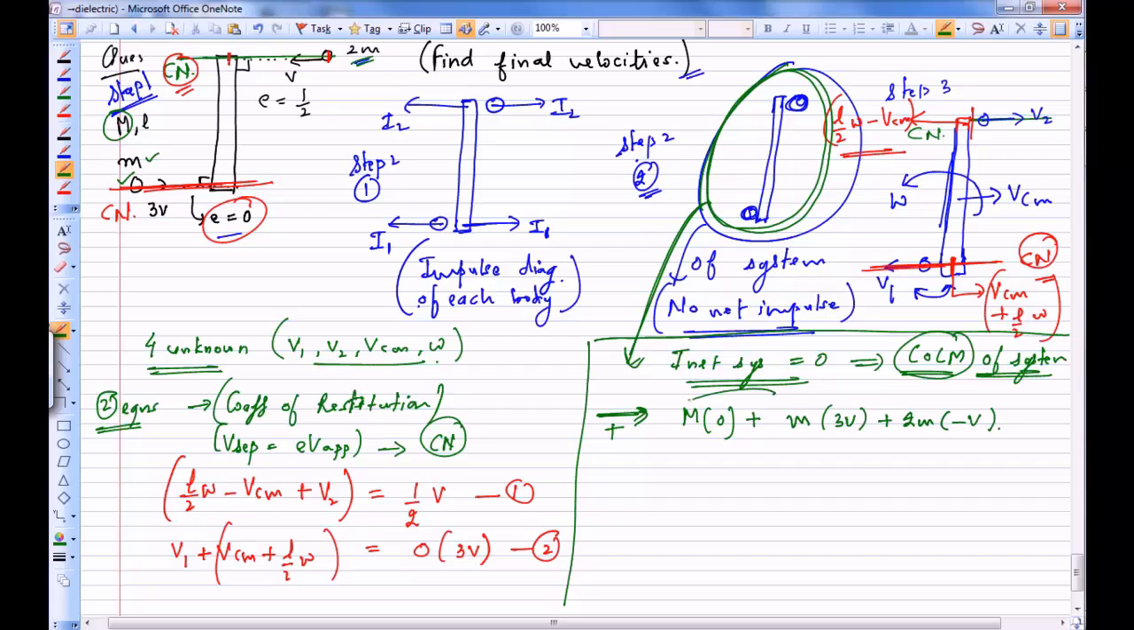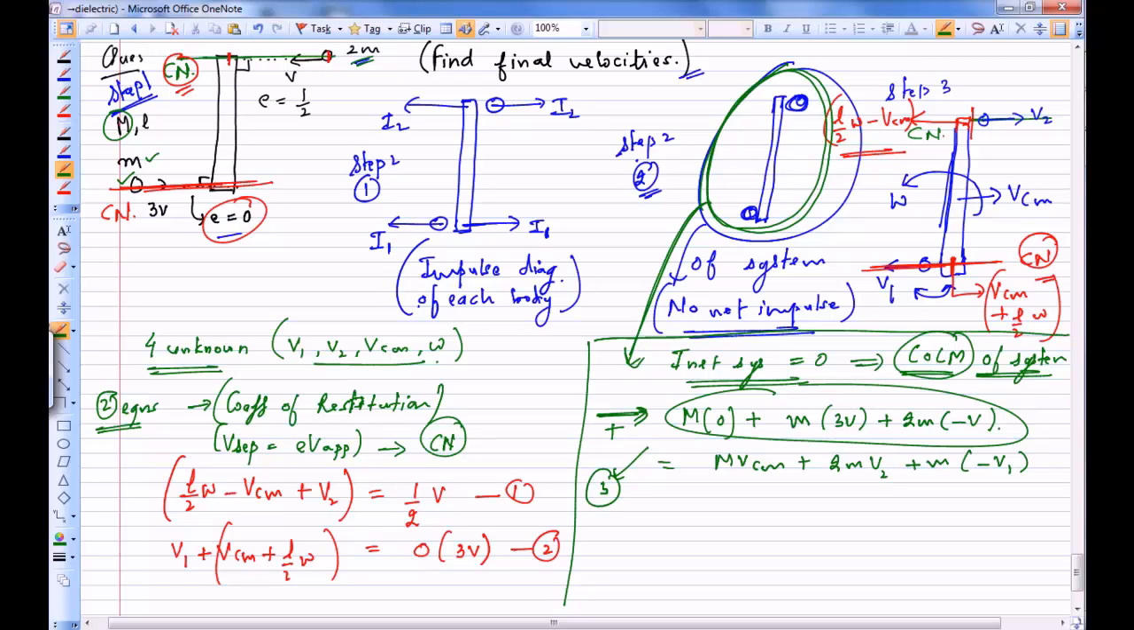This is our initial linear momentum of the system, which should be equal to the final linear momentum of the system. That's going to be M VCM plus 2M V2 plus M into minus V1. This is our equation 3. We are still not done.